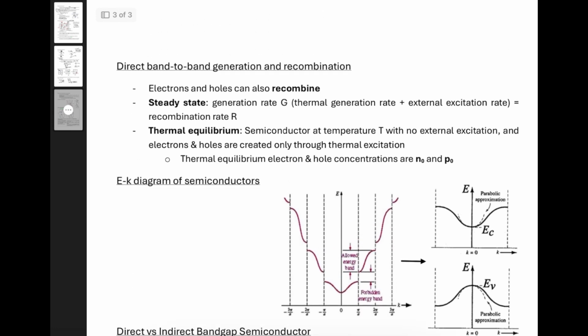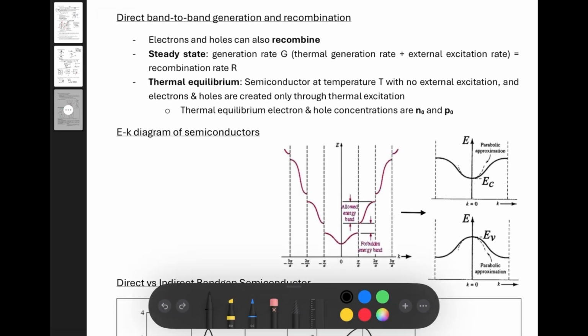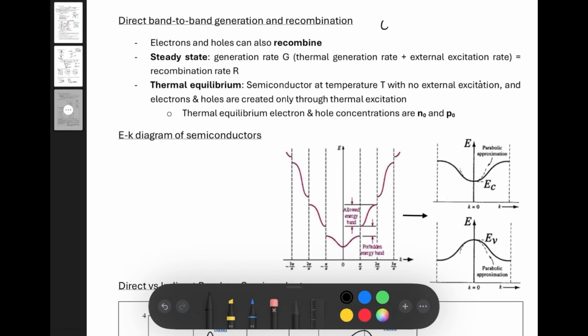Alright, so let's look at the direct band-to-band generation and recombination now. Just now, what we were talking about is how electrons are excited to the conduction band. This is the so-called EHP, electron hole pair, remember? Electron hole pair generation was what we were talking about just now.